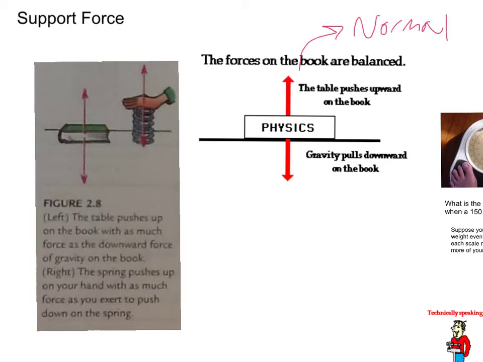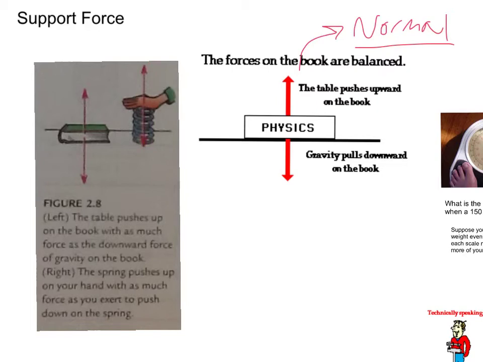Okay? That word normal simply means perpendicular. So this normal force is perpendicular to the surface that this book is resting on. Over on the right-hand side here we have a spring. So if you push down on a spring, the spring is going to push up on your hand with as much force as you exert to push down on the spring.